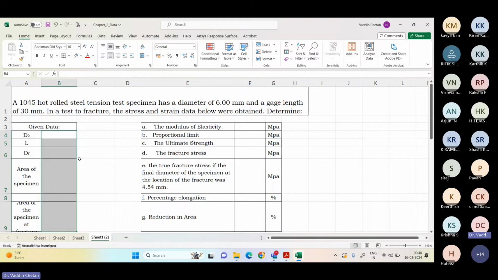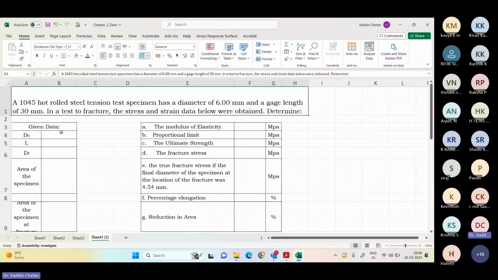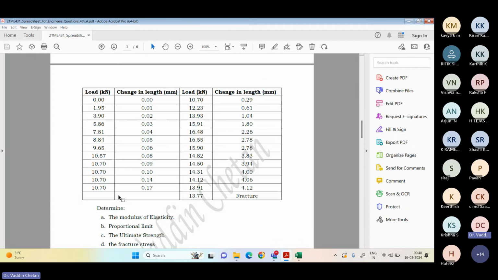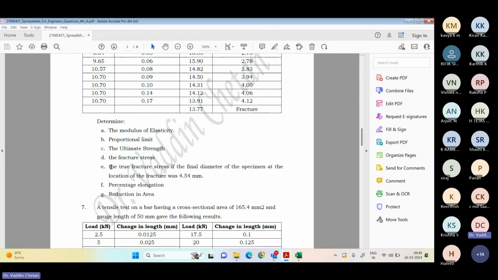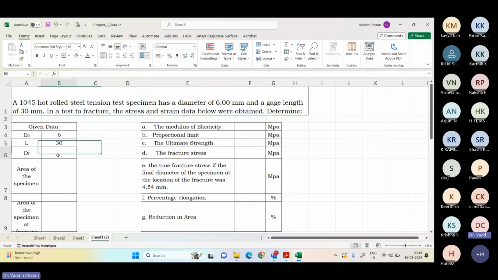That is one cell, this is one cell, and this is one cell. These are the three data which are given. If I read the question, a 1045 hot rolled steel tensile specimen has a diameter of 6 mm, so D naught, the original diameter, is 6 mm, and the gauge length is 30 mm. In a test to fracture, the following data were obtained. We need to calculate the true fracture stress if the final diameter of the specimen at the location of fracture was 4.54 mm. So the diameter at fracture is 4.54 mm.